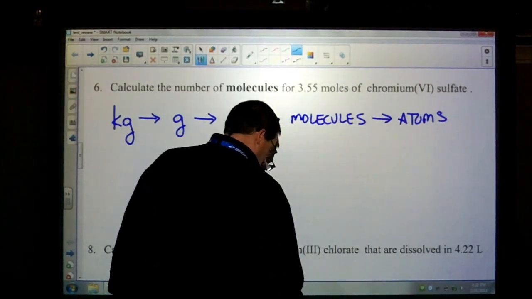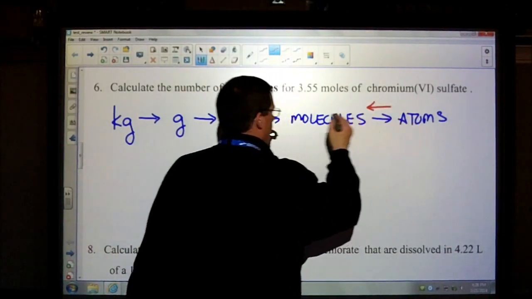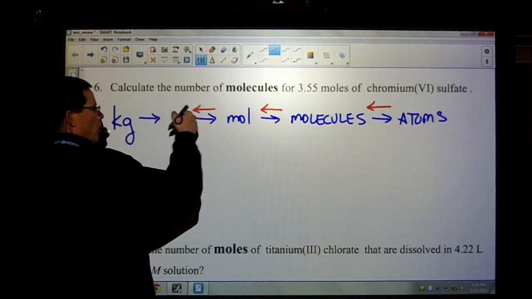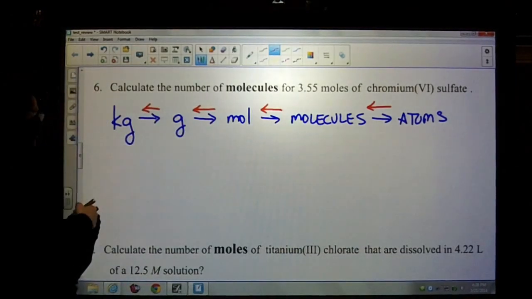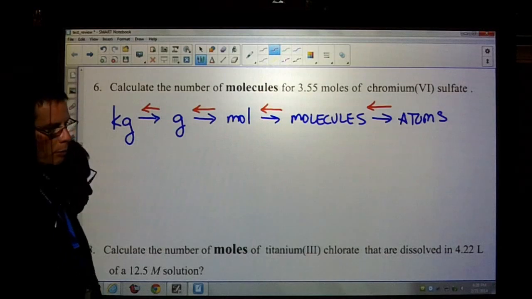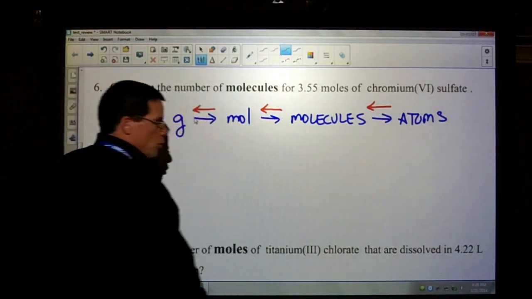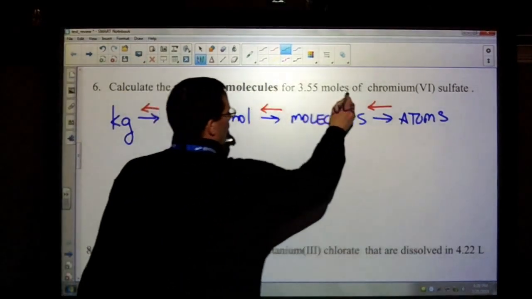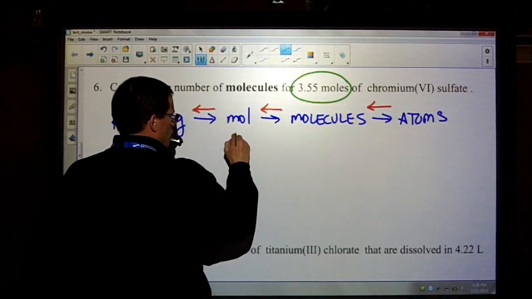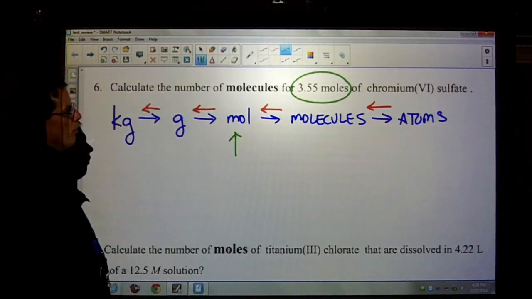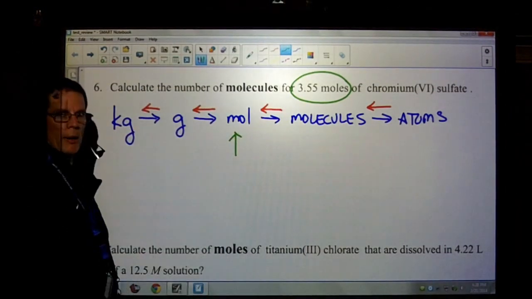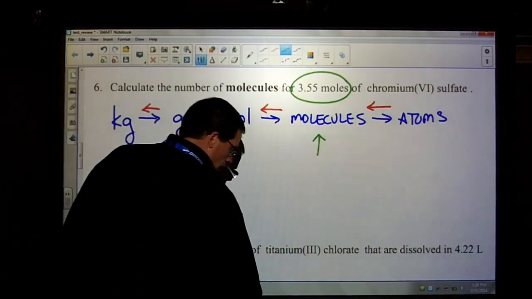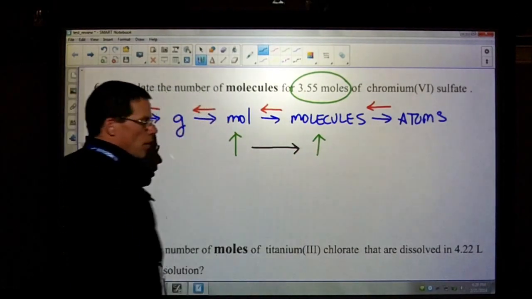And you can also work in the reverse direction. So if I'm giving you atoms and you need to know how many molecules, you can do that. Or find out how many moles it is, or even how many grams, or even, worst case scenario, how many kilograms. But the most important thing on this journey is that you go one way. Find out where you're starting. So you have 3.55 moles. That means my journey begins here. If I'm looking for molecules, I'm not going back to find out how many grams I have. I'm going forward to find out how many molecules. So my journey is going to go this way and that way only.